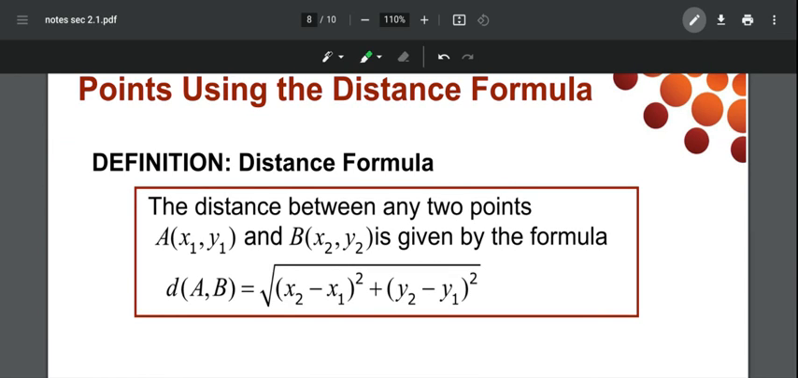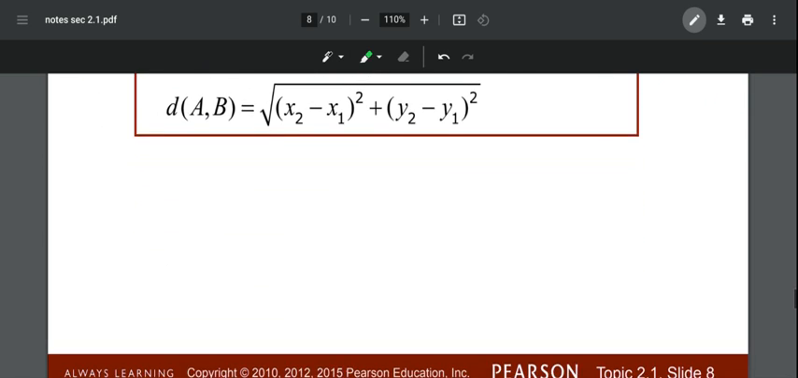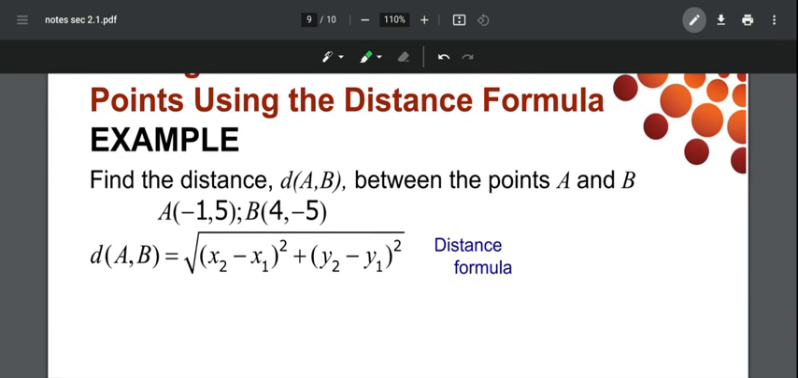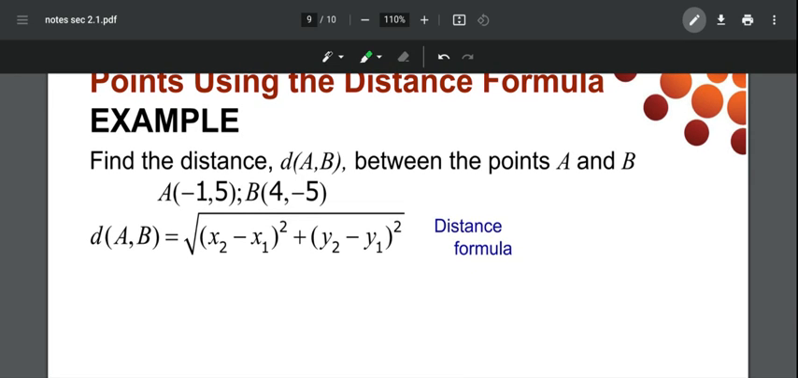So the distance between two given points is given by the square root of x2 minus x1 to the second power plus y2 minus y1 to the second power. D stands for distance. A and B represent the two given points. The coordinates of the first point are labeled x1, y1. The coordinates of the second point are labeled x2 and y2. So the distance formula should also be memorized. And we'll do one example. We need to find the distance between points A and B, and points A and B have given coordinates.